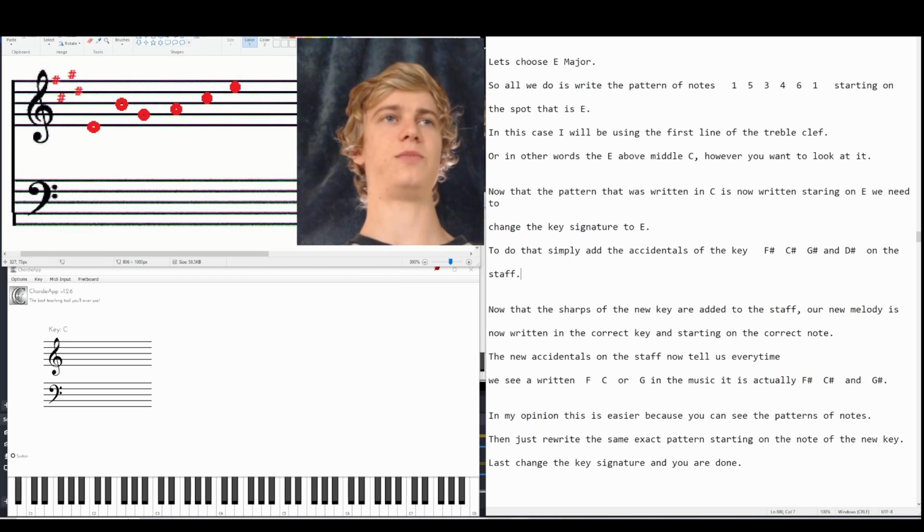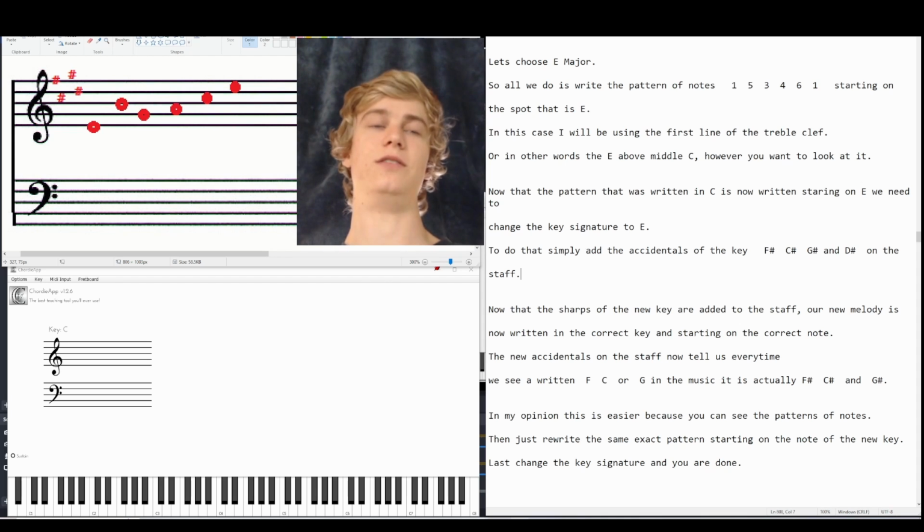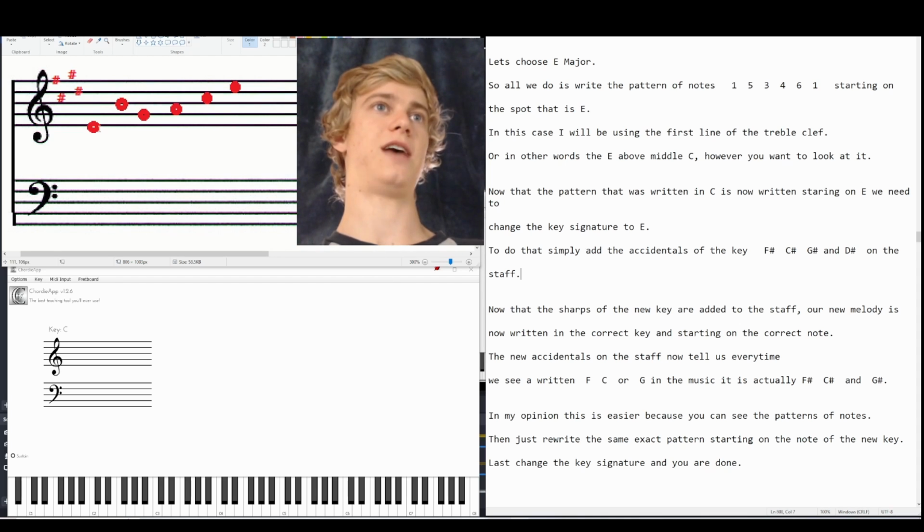So I think this makes it a lot easier than having to figure out all the notes that are in your new key and having to write your melody in accordance with those exact notes. All you have to do in this case is follow the exact pattern starting on the correct note, and then you just follow the same pattern as before.